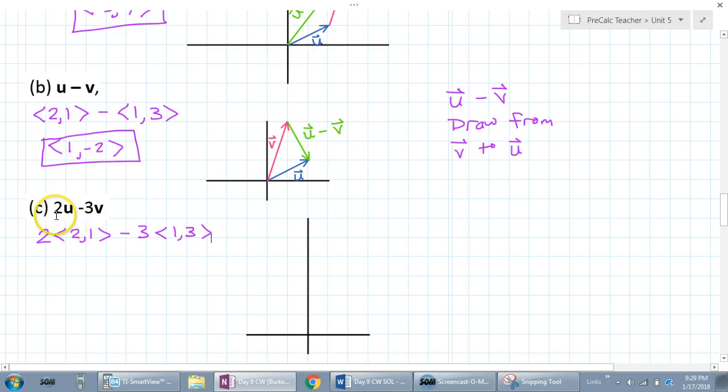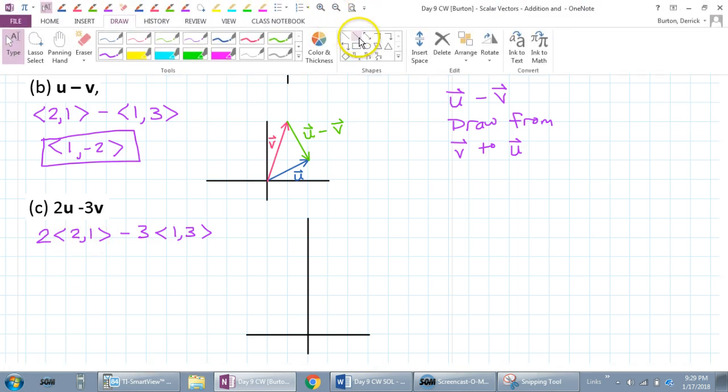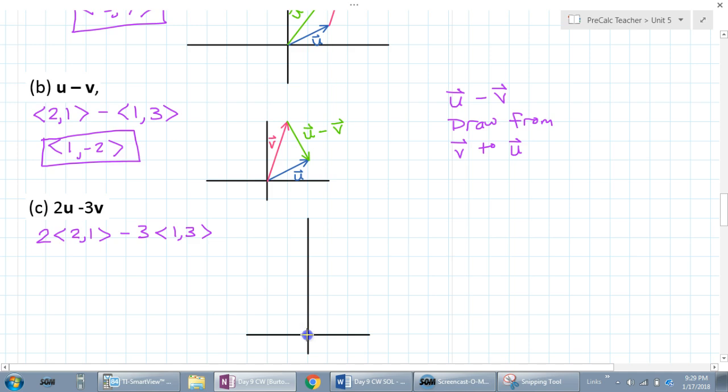For part C, we will do 2u minus 3v. Let's start by building 2u. In fact, let's start with just u, 2 comma 1. So the vector 2 comma 1 in standard position is going to be over 2 and up 1. Let's go ahead and make it blue. Okay, so this is vector u. But we want 2u. So we want this to be twice as long but in the same direction.